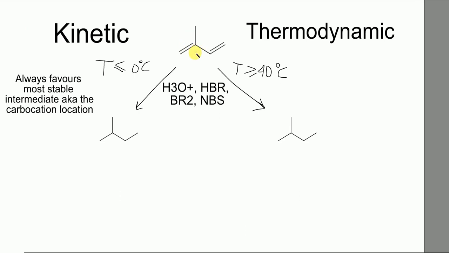I have to decide, when I react this with any one of these things, where that NBS is the only exception where that forms a radical, but I have to decide with these other ones, where is that carbocation going to form first? So am I going to use this double bond or am I going to use this double bond? And this will be the double bond that we use because it forms the most stable carbocation first.